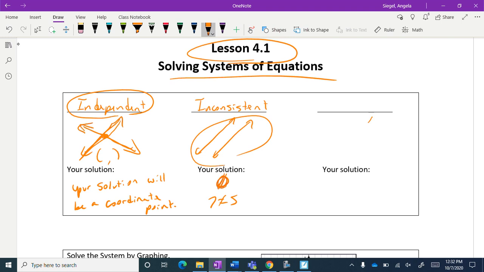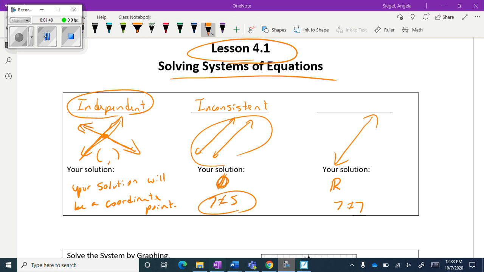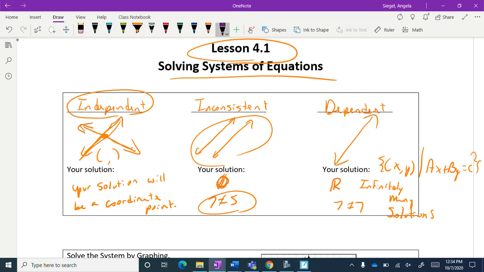And the last one, it's just going to look like one line, and it's going to ask you to solve it, and you're going to question whether this is the right problem. But your solution is going to be the set of all reals. So it's going to be a true statement. So this is like 7 equals 5 over here, but you might get 7 equals 7. Okay, so when you actually put your answer, you're going to say infinitely many solutions because anything will work there.